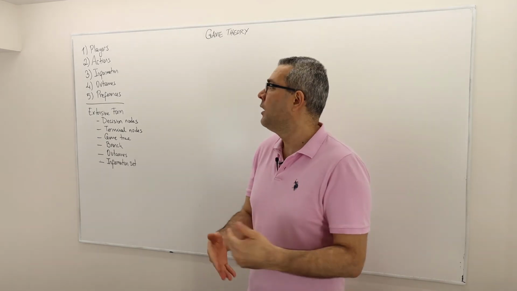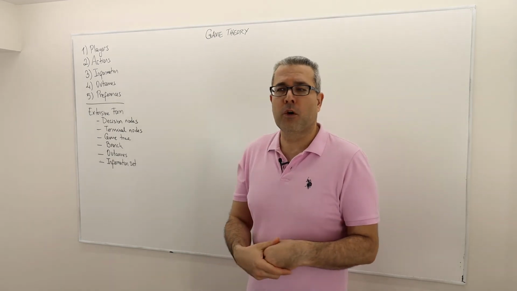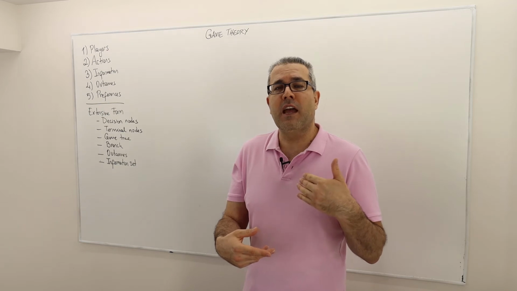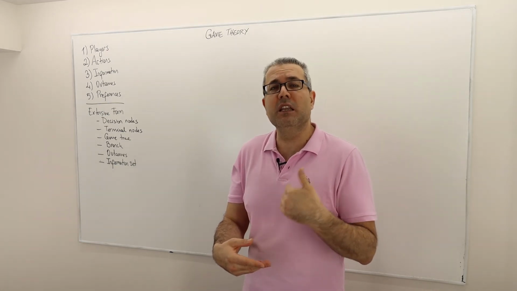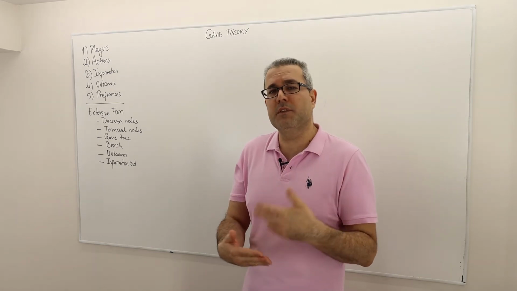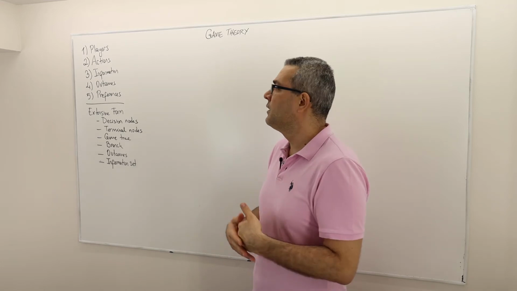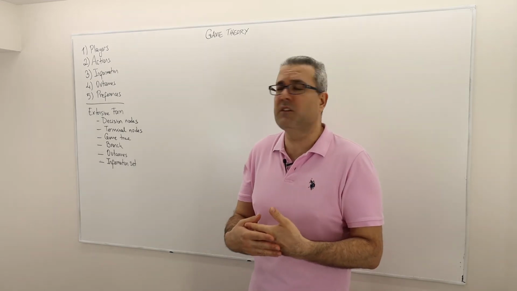What do they know? So we call it information. And then four, how the players' choices and actions lead to outcomes. So first, what are the outcomes? And second, how the actions lead to those outcomes. So we need to be specific about these as well.